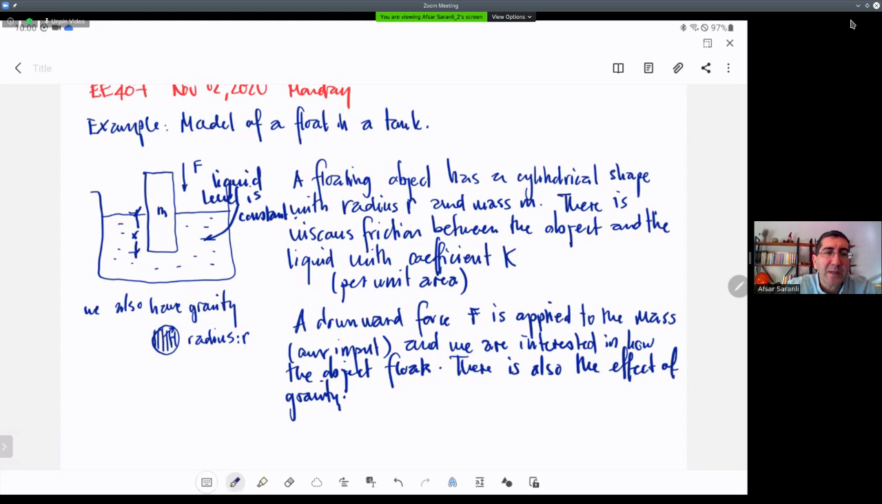But in this particular example, because we are measuring how much this object is buried in the liquid, and we are not interested in the object coming out of the water, x is an always positive variable. So its absolute value is what's important for us. Does that make sense?